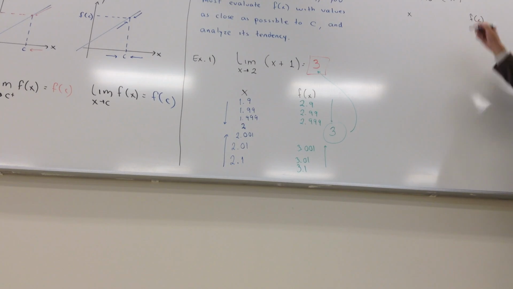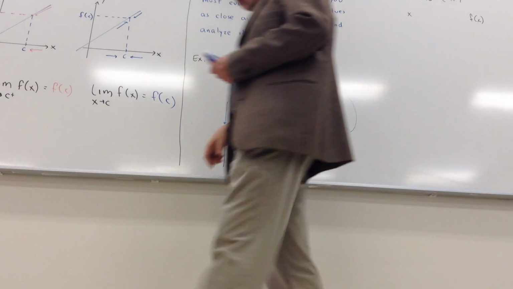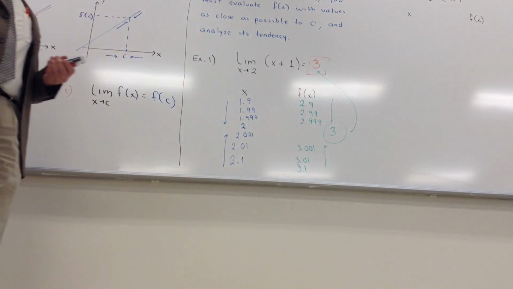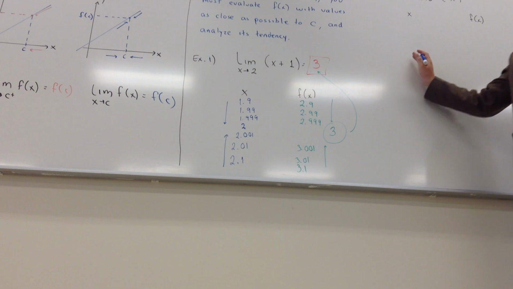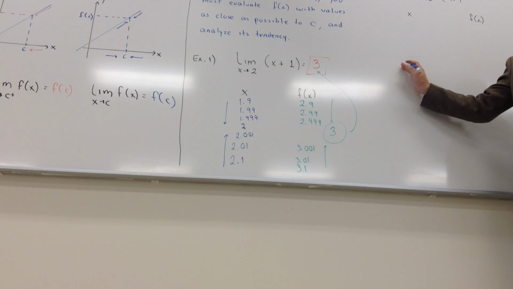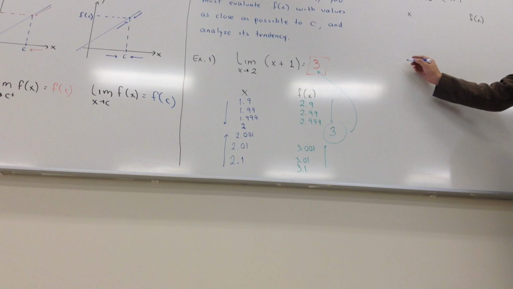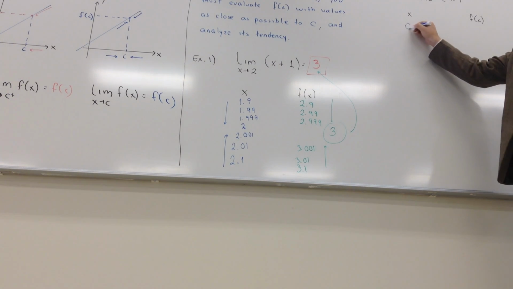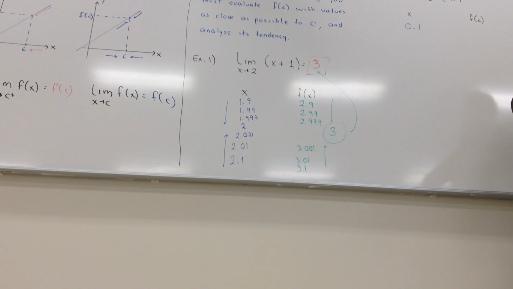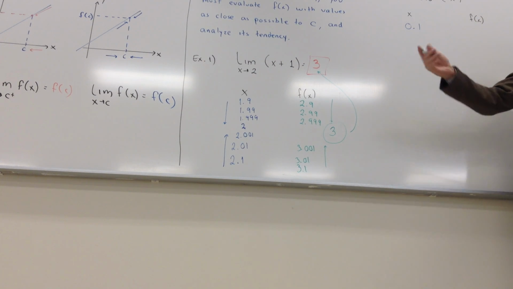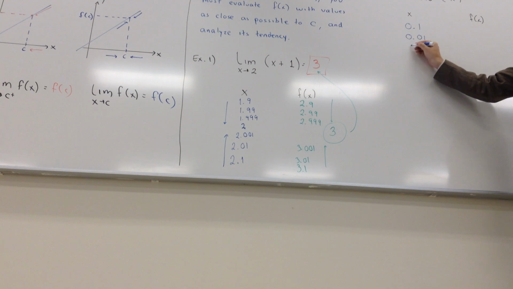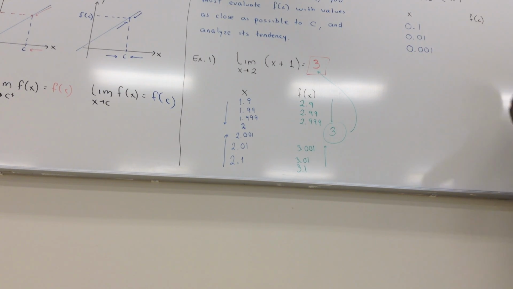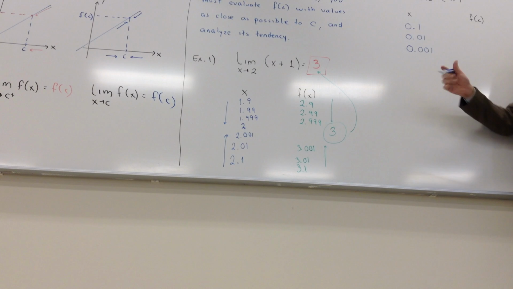What values of x do I need to give to that? If it's 0 from the right, only positive ones. So, what could be a possible value? 1. Even closer, 0.1. Closer than that, 0.01. Even closer, 0.001. And so on. Until you have the 0.